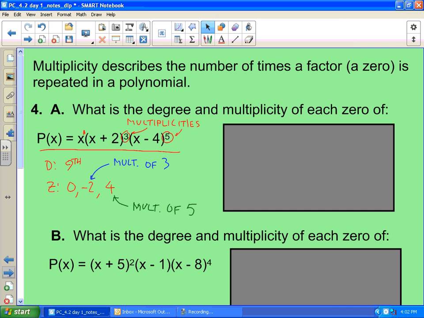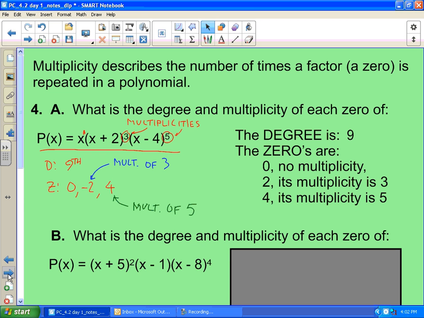So here's what we have. Now, we didn't talk about 0. 0, being a power of 1, has no multiplicity. Multiplicity means we're duplicating it, or we're producing it more than one time. So we have no reproduction if it has a power of 1 there.